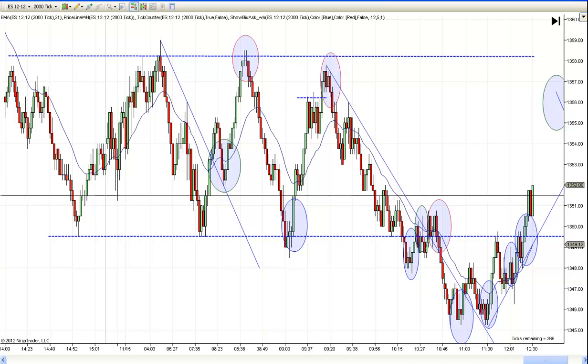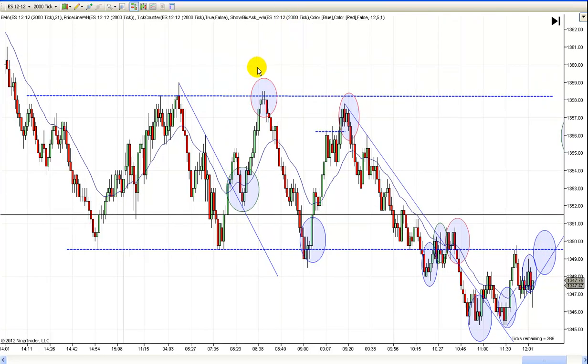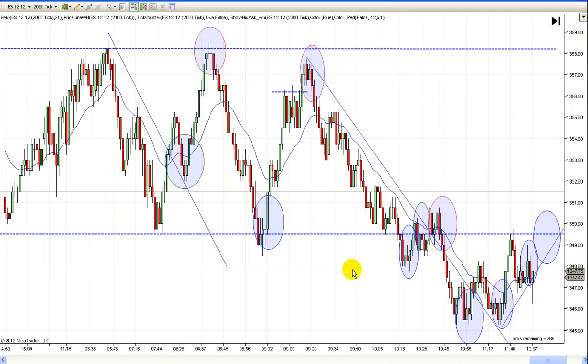Runners were safe on both of them. Good moves on your runners. This one you really had, I mean, you could have ridden this all the way to the low fairly easily. No problems there. Because there really were not any corrections all the way down.